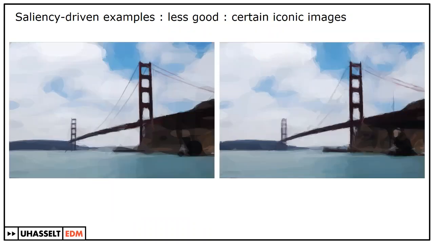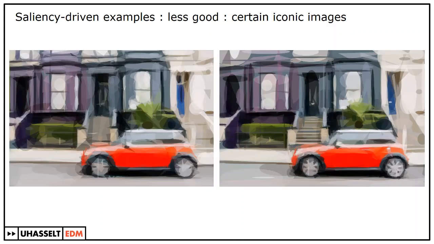A similar thing happens if you have iconic images, in this case the Golden Gate Bridge in San Francisco, where you don't really need more information into the towers themselves because the image is so iconic people recognize it even in the fully random version. Similarly, this happens with the red Mini in this image. Mini is such a recognizable car brand that people know what these look like even without the additional saliency.